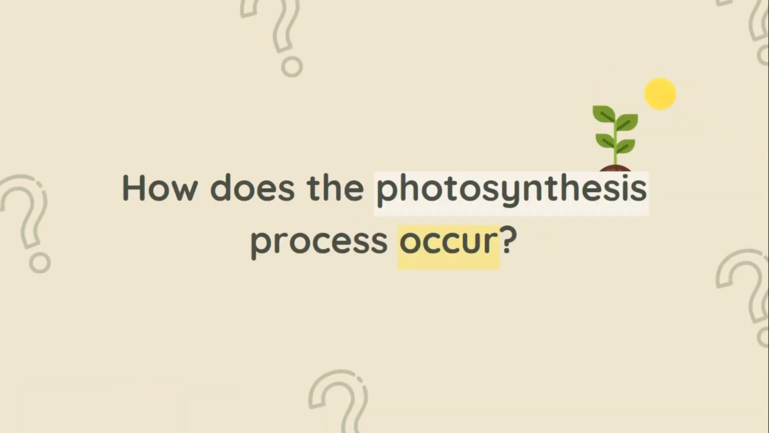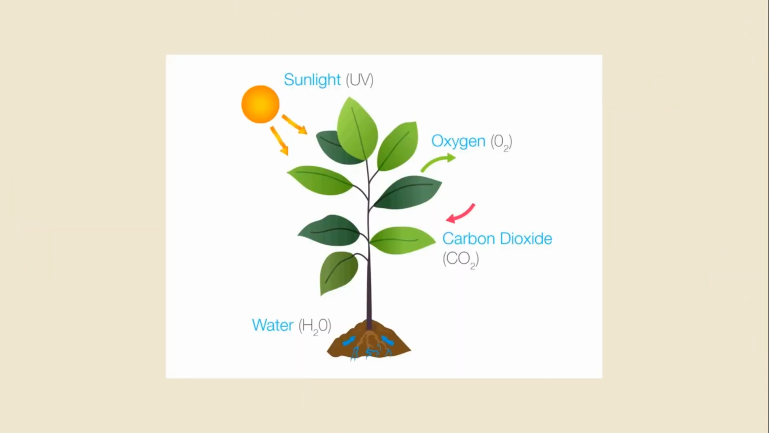But how does the photosynthesis process occur? Well, to answer that question, we can look at this diagram. We can see that the sun is radiating its light onto the plant, and at the same time, the plant leaves take in carbon dioxide through a structure called stoma. And also, the roots take in water and transport it into the leaf. And after that, the photosynthesis process will occur.